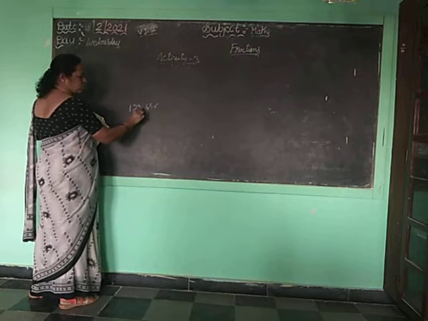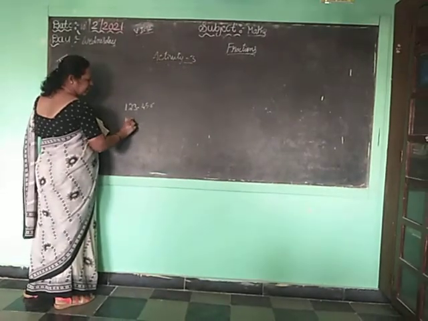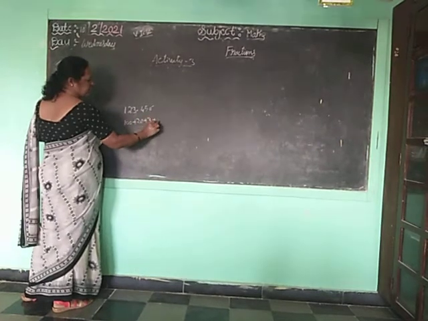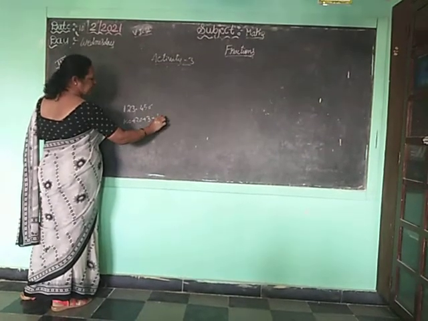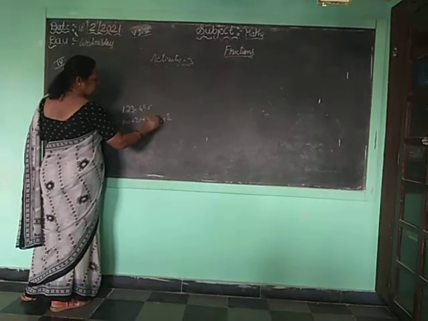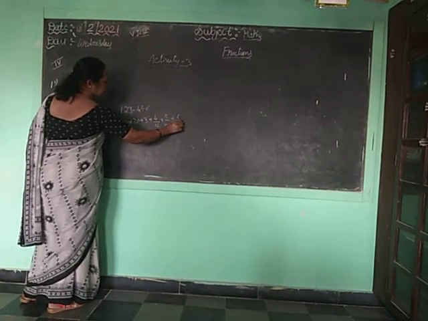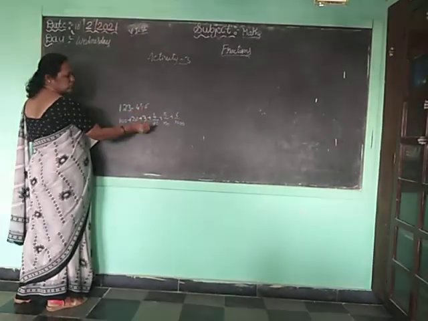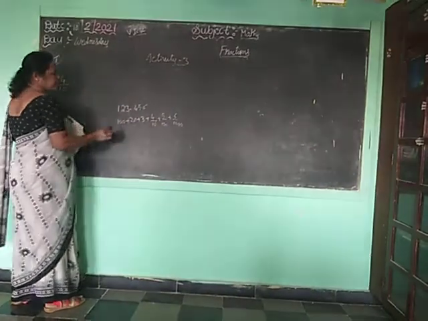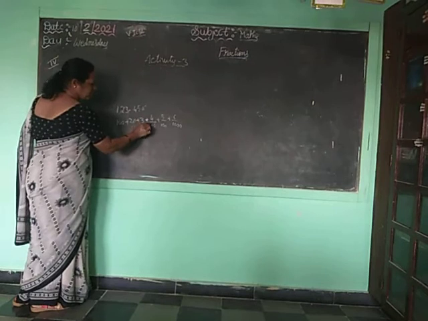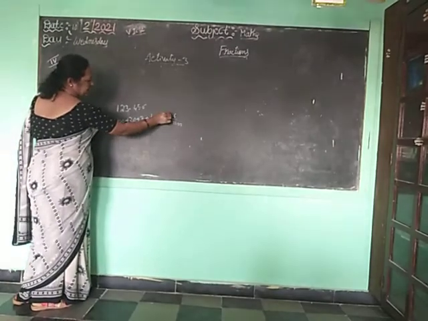123.456 means you know that is 100 plus 20 plus 3 expanded. After decimal point what you write? 4 by 10 plus 5 by 100 plus 6 by 1000. Okay, that is 10, 100, thousands. So 4 by 10 means what? This is a decimal point. 123.4 by 10, 5 by 100, 6 by 1000.